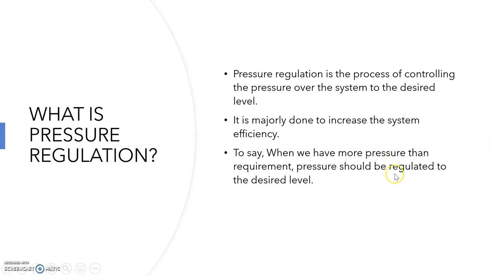When we have more pressure than the requirement, for example, spray heads usually operate at 30 psi, but what if the spray heads receive more than 30 psi, like 50 psi? Then we need to reduce the pressure at that spray head. How to reduce it? We can achieve that with the help of pressure regulators. This is how pressure regulators are very useful to maintain the system efficiency.